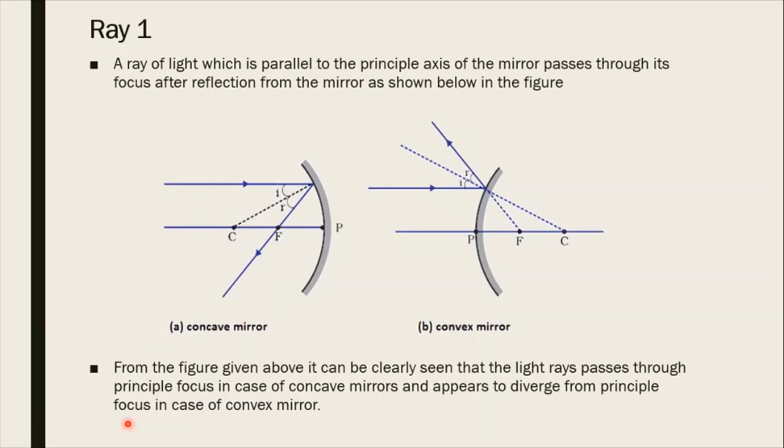The first ray of light is parallel to the principal axis of the mirror and it passes through its focus after reflection from the mirror, as shown in these two figures below. From the figure above, it can be clearly seen that the light ray passes through the principal focus in case of the concave mirror and it appears to diverge from the principal focus in case of the convex mirror. Let's move ahead to ray number 2.